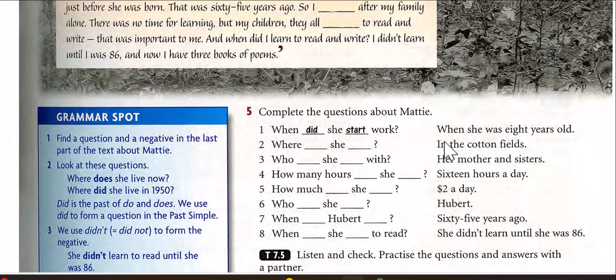What you have to do? You have to read the answers here. When she was 8 years old. What could be the question? When did she start work? In the cotton fields. So, where did she work? Her mother and sisters. So, who did she live with? So, complete these things. Use this paragraph for your reference.